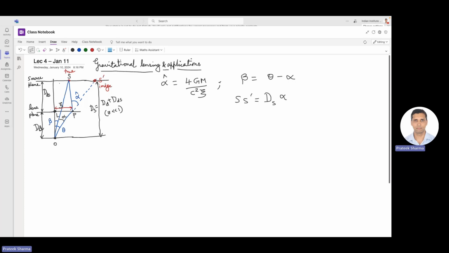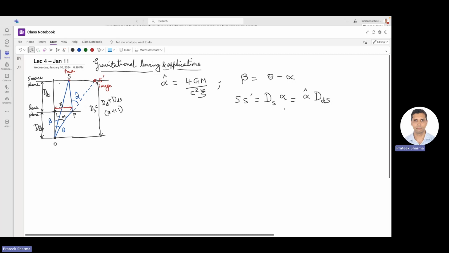These angles are exaggerated; all of them are very, very close to zero. This is also equal to alpha hat times the distance between the lens plane and the source plane, which is DDS. Commit this to memory. If you work on lensing, this figure is the most important figure. It appears in all astronomy textbooks and papers, which follow this notation. It will help you read the papers better.